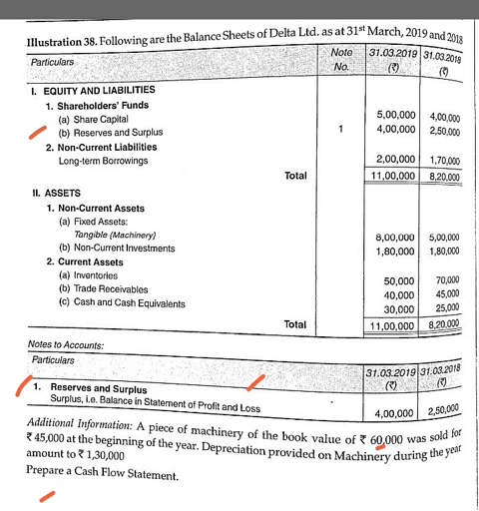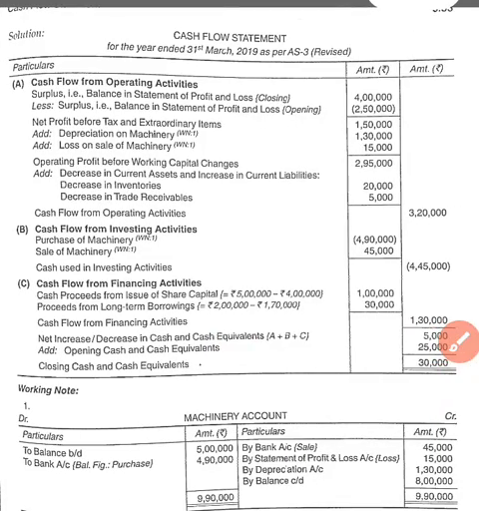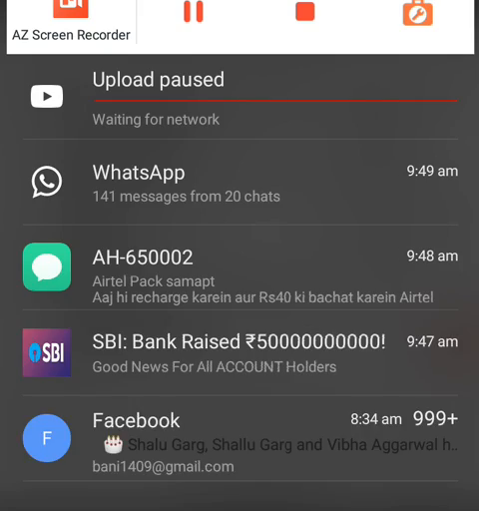So first of all, in the working note we have to calculate net profit before tax and the machinery account. For net profit before tax, we only have the profit and loss balance. No general reserve, no dividend, no tax, nothing is given. So it is a simple profit and loss, net profit before tax. No need to make a working note because there is no general reserve, no dividend, no tax. So simple net profit before tax is 1,50,000. Clear?